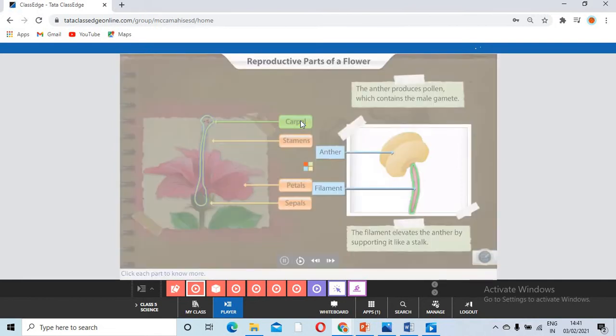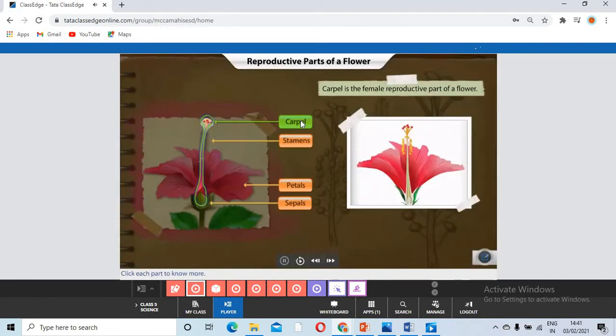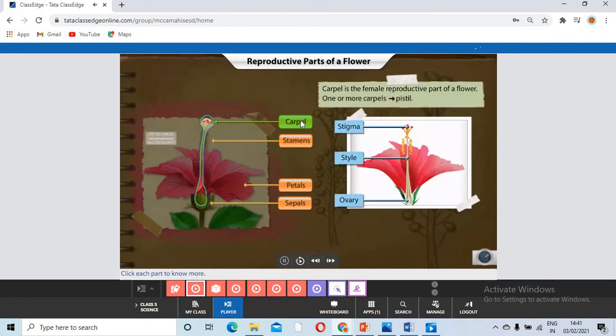the carpel. Carpel is the female reproductive part of the flower. Each carpel is made up of stigma, style, and ovary. A flower may have one or more carpels, together known as the pistil.